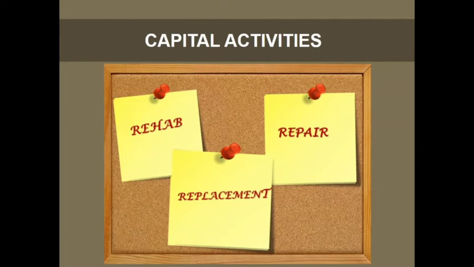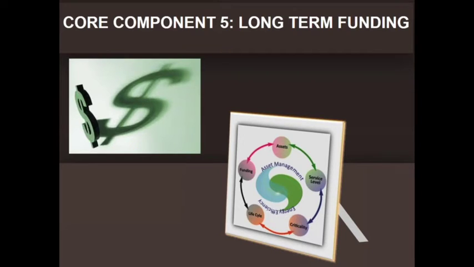And we always have to think about why we would want to choose one of these over another. That's part of the asset management thinking, trying to decide which of those approaches is best for any given asset. And then finally, we have our long-term funding. How are we going to pay for what needs to be done in our system?